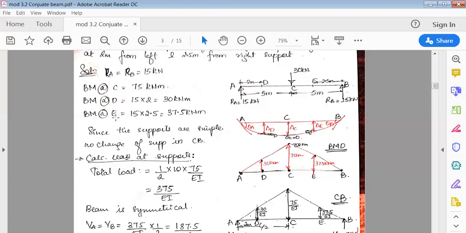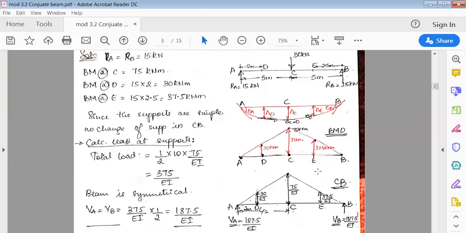Next, bending moment at E. Now, to the right side, there is only one load. It's better to consider the right side, and on the right side anticlockwise is positive. So 15 into 2.5, it is 37.5 kilonewton meter. Now use these ordinates and draw the bending moment diagram. This is the bending moment diagram, maximum 75 at C, 30 at D, and 37.5 at E.